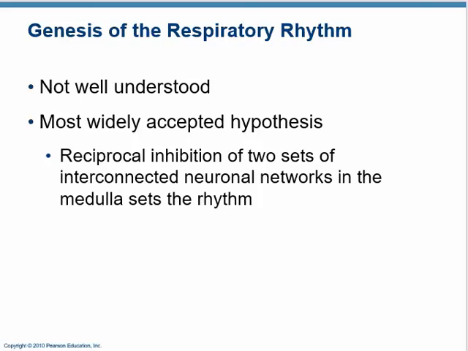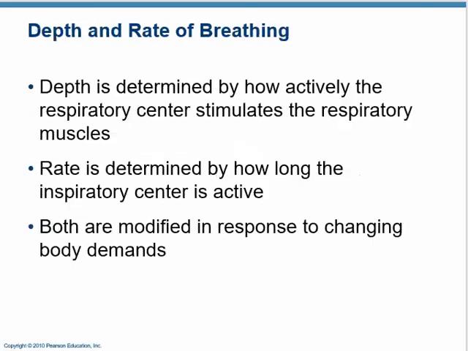The respiratory rhythm is some sort of reciprocal inhibition. When you're breathing in, you're inhibiting breathing out, and when you're breathing out, you're inhibiting breathing in, fundamentally. So the depth and rate: the depth is determined by how actively the respiratory muscles are stimulated by the respiratory center. So lots of stimulation in all the intercostals and the diaphragm and the serratus posterior superior, and the scalene muscles, and all of these accessory muscles are all excited at the same time.